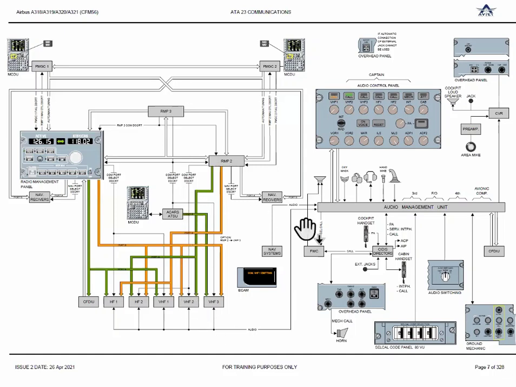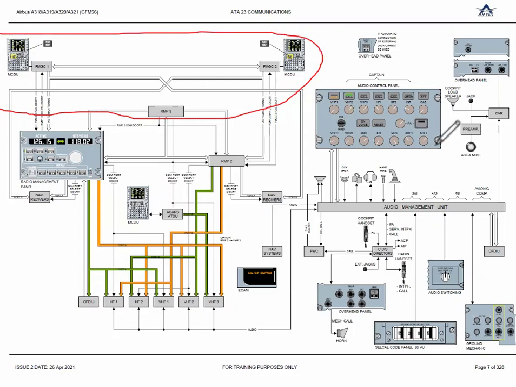Then we have RMPs for communication purpose, FMGCs for navigation tuning. So this area we will discuss in chapter 30 or chapter 34, right?